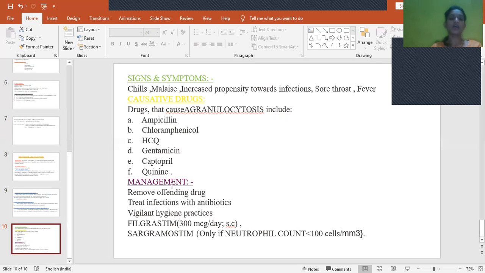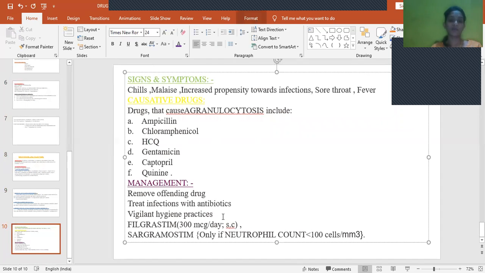Then coming to management. In any drug-induced disorders, blood disorders or any others, the offending drug which is causing these disorders has to be stopped or withheld. We have to remove this offending drug from the treatment and then treat infections with antibiotics. As I said, they are at high risk of getting infections, so we have to treat them with antibiotics. Especially it is better to use broad spectrum antibiotics and vigilant hygiene practices as their immune system is compromised. Very proper hygiene practices should be followed. Vigilant means very aggressive hygiene practices.